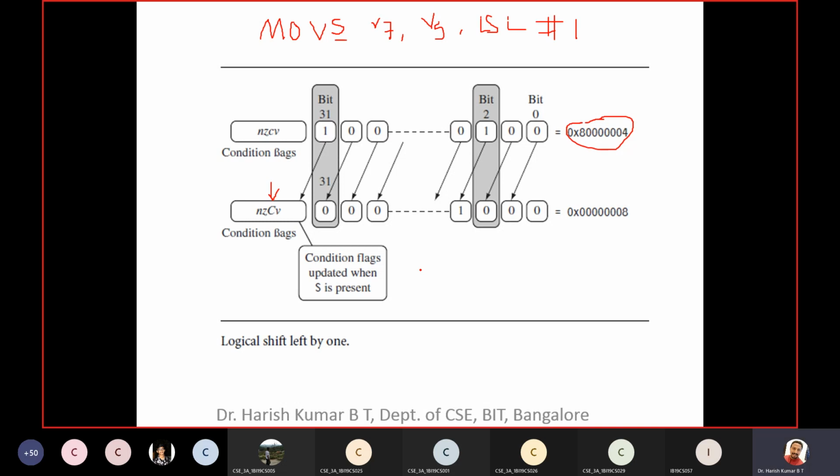Yes, sir. Okay. So next, this is the result you get. Now you can ask me, sir, this is 80004 and this is 0008. How is that possible? See, when I write this, the most significant bit, what is the value? 1. That means it's a negative number. And what about this? It's a positive number, which is much bigger than this. Hope you understood.